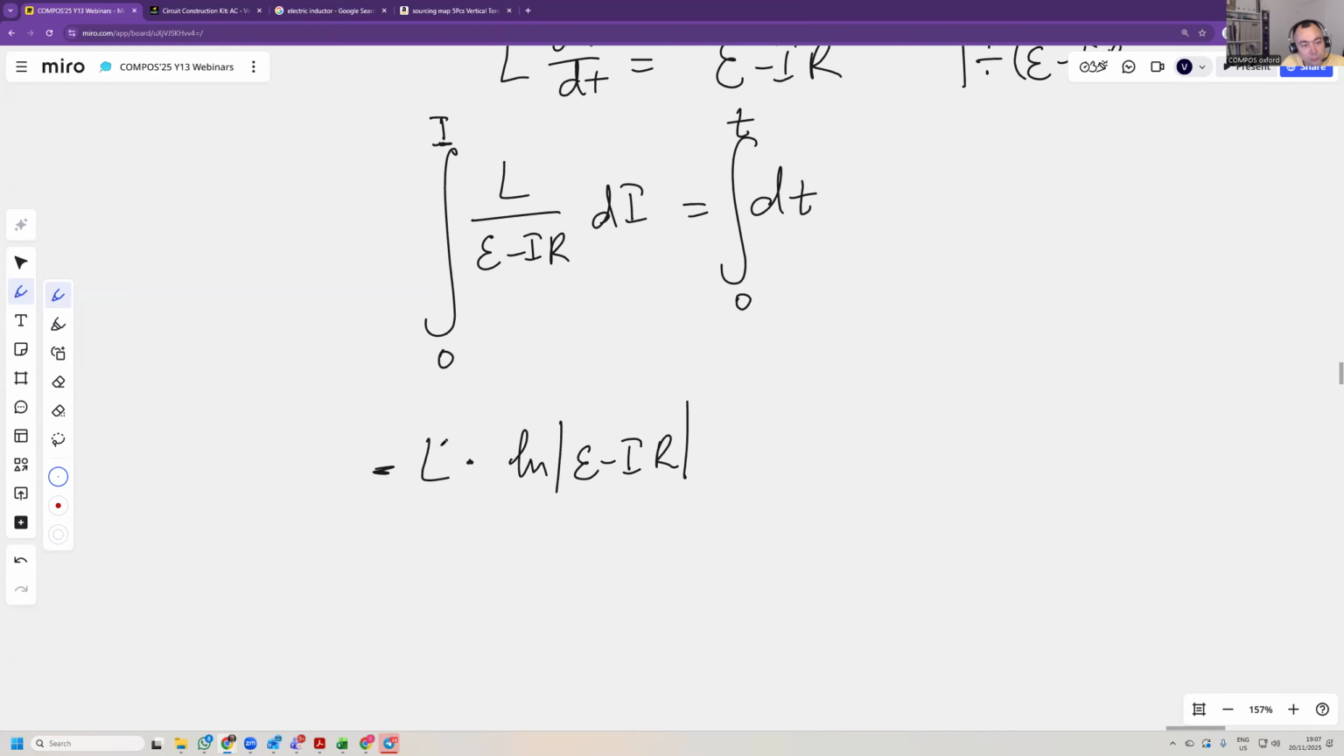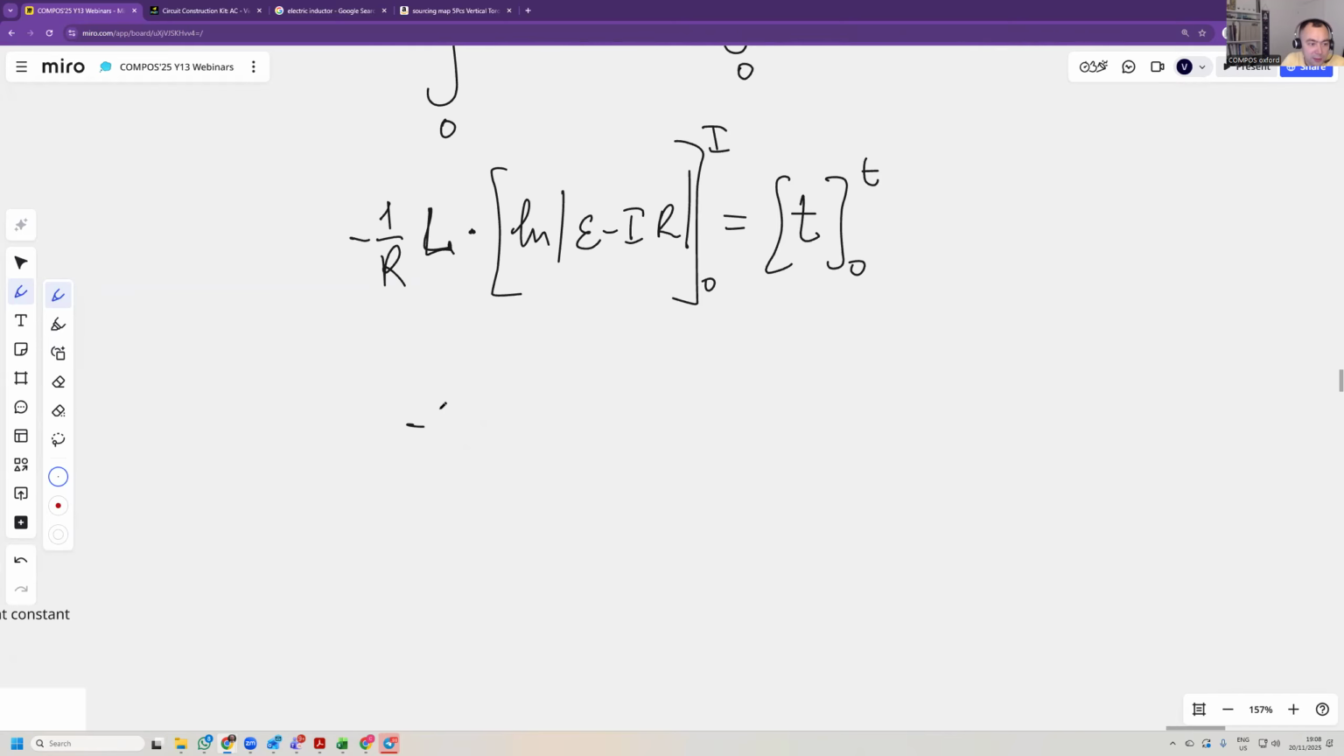Yes, we need an R as well. So minus 1 over R. Yes, okay, that makes sense. And that's equal to T, T between limits 0 and T, and this is between limits 0 and I.